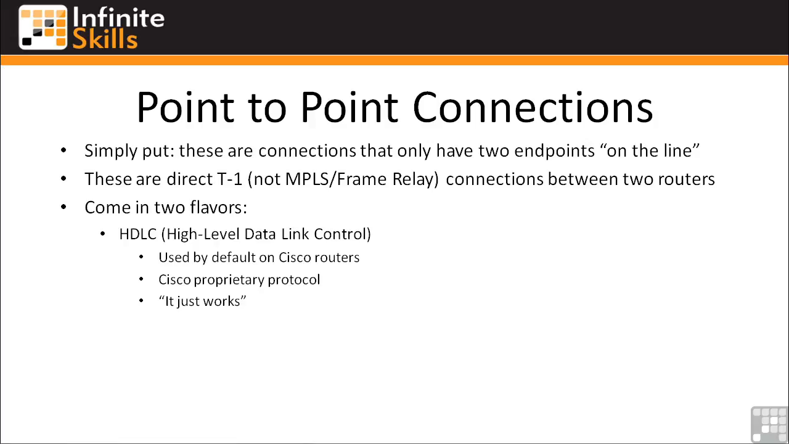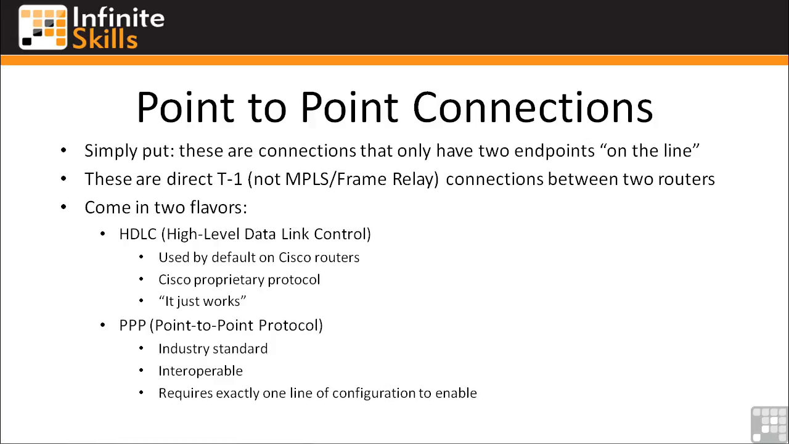However, if you need interoperability, if you need to talk to other network devices, say a Juniper or a 3Com or a Foundry router, you'll have to use PPP, or the point-to-point protocol. And again, those of you that have been around computers for a while remember the point-to-point protocol from the old dial-up modem days. The point-to-point protocol is an industry standard. It is interoperable between any type of WAN networking device that supports a serial connection. And it requires exactly one additional line of configuration to enable the point-to-point protocol.